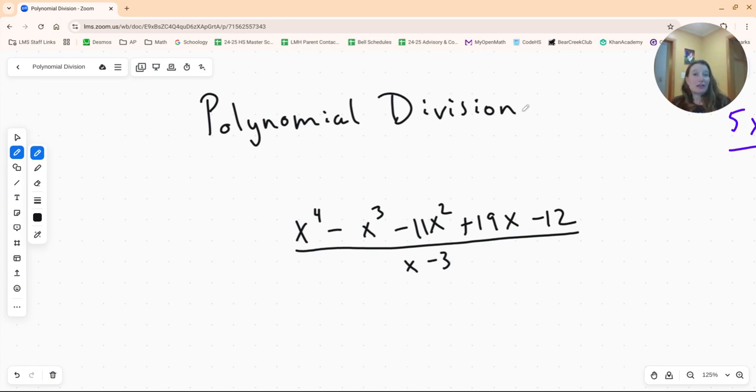So the basic premise is that we're given one polynomial, like this guy on the top here, x to the fourth minus x cubed minus 11x squared plus 19x minus 12, and we are dividing it by another, presumably smaller polynomial, like x minus 3. This would be the kind of thing that you might be asked to graph. Maybe you want to figure out where its zeros are, or whether it's positive or negative. All of that stuff can be made easier if we can actually divide these polynomials and simplify.